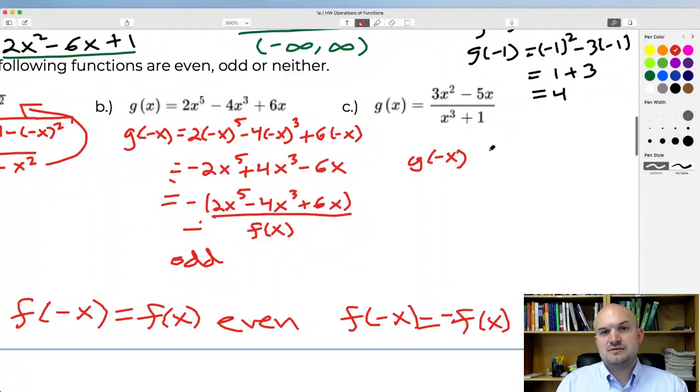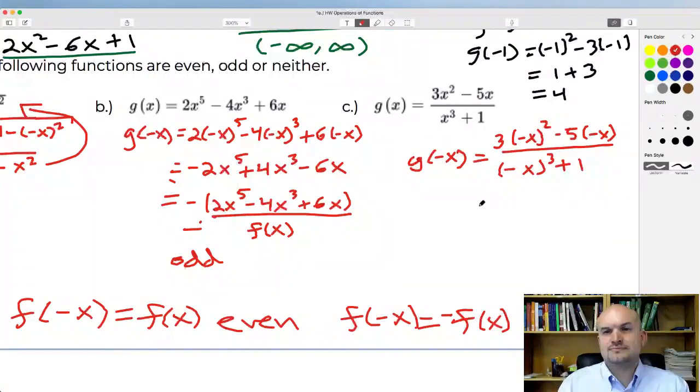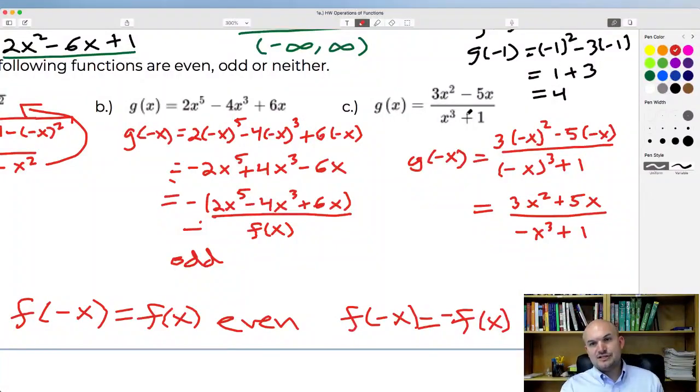G of negative x. So then you plug in a negative: x squared minus 5 times negative x, all over a negative x cubed plus 1. Okay, and when we simplify this, that turns to a positive 3x squared. Negative x times negative 5 is a positive 5x, and that turns to a negative. And you can see that they don't all have the opposite signs. Like these are the opposite signs, but those are not. And it's not exactly the same. So this is an example of neither odd nor even.